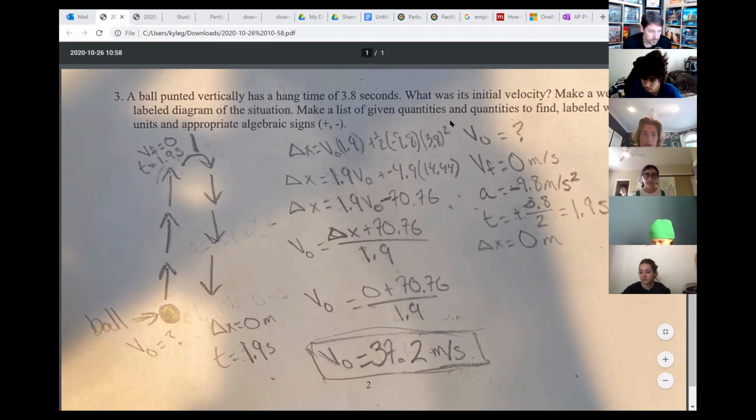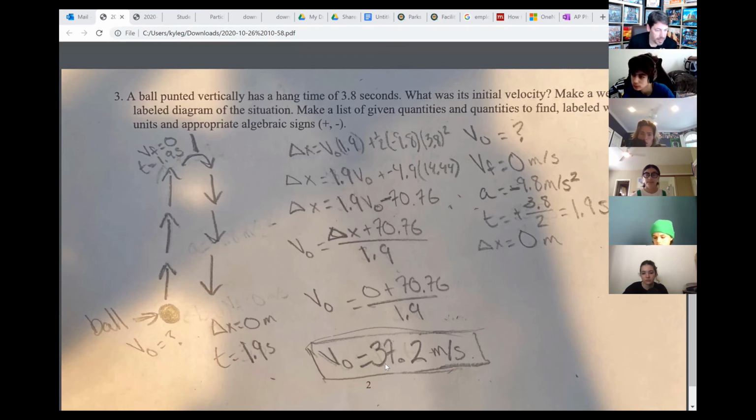But then we use the second kinematics equation to plug everything in, with acceleration and time, and then we got the answer for how to find the initial velocity with the change in distance, and then we plug that in, which is 0. So it's just 70.76 over 1.9. So our initial velocity was 37.2 meters per second.